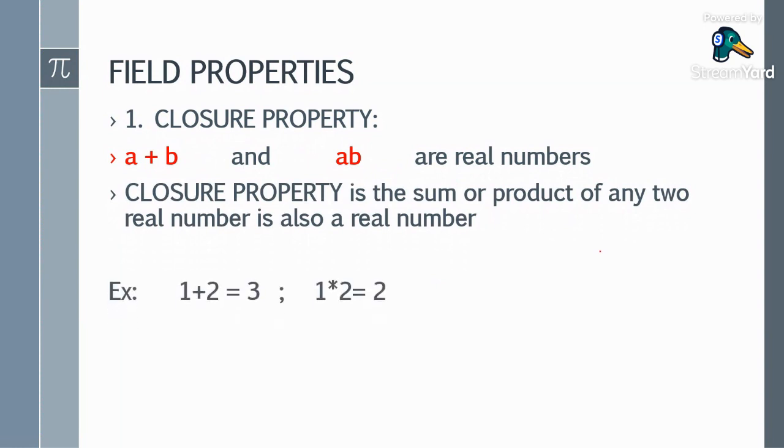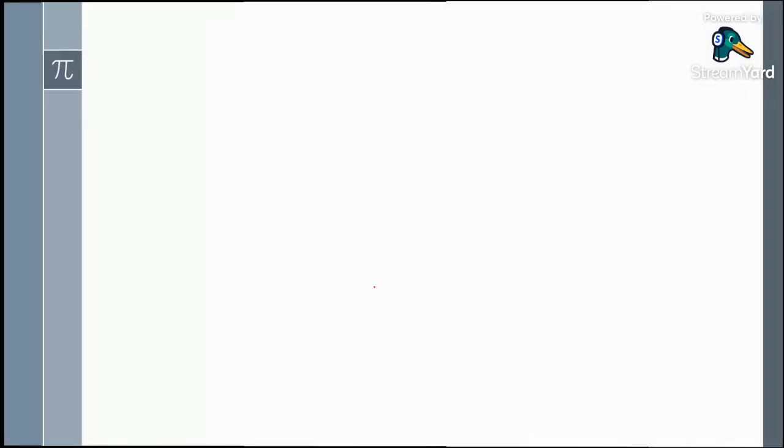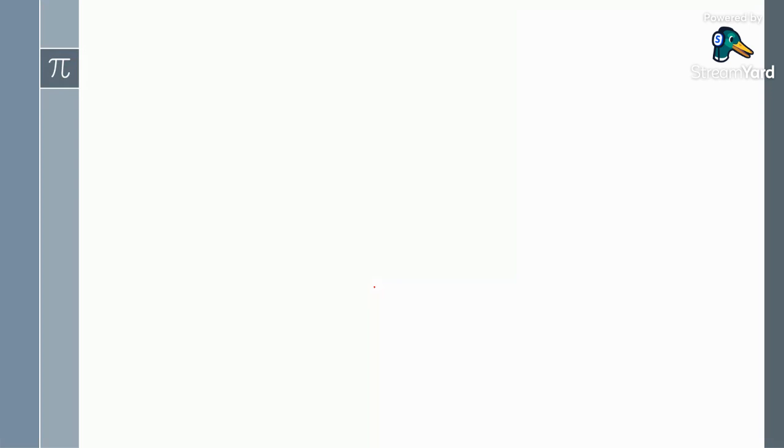So for example, 1 plus 2 is equal to 3, and 1 times 2 is equal to 2. So these are real numbers. 1, 2, 3 are real numbers, and 1, 2, 3 are also real numbers. Okay, so that is closure property.